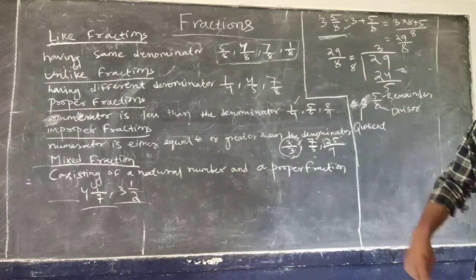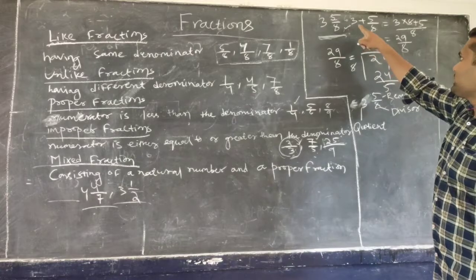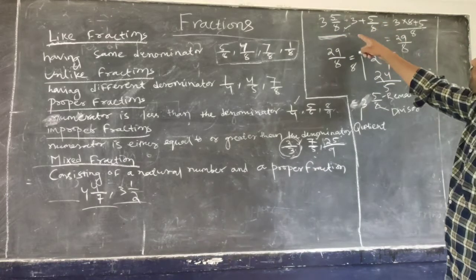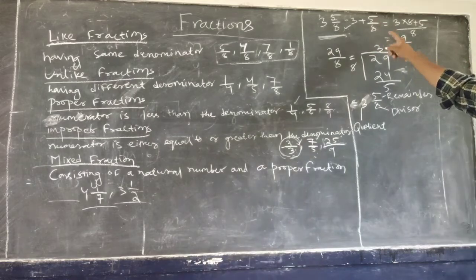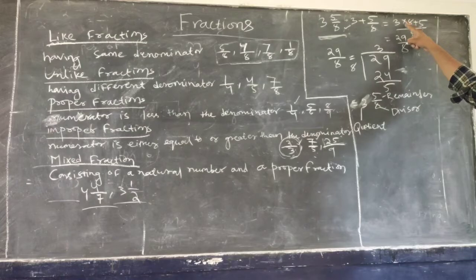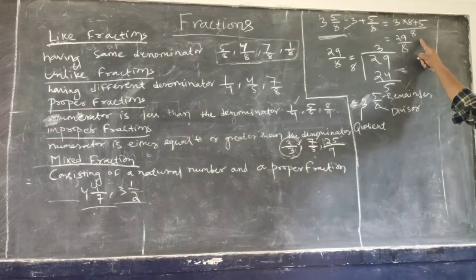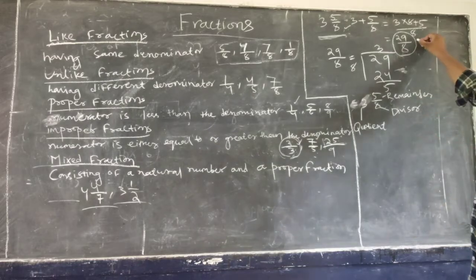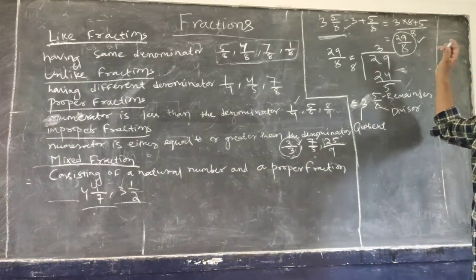At first, we know that the natural number is added with the 5 by 8, meaning the proper fraction. So 3 plus 5 by 8. 3 plus 5 by 8 means 3 into 8 plus 5, divided by 8. We get 29 by 8. 29 by 8 is the improper fraction.